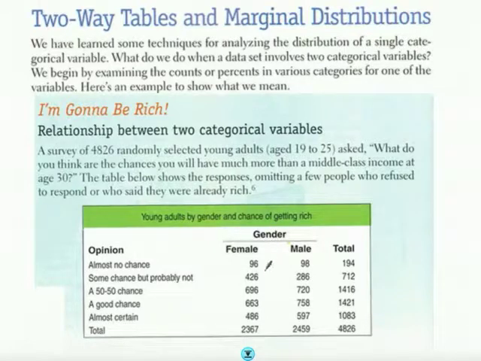You have your genders, your females and your males. So you can see that you had a total of 2,367 females and 2,450 males for a total of 4,826. You have your total over here so that you can see the total of people that said almost no chance was 194. 96 of those were females, 98 of those were males, and you can get the rest of your information just by looking at the numbers in your chart.